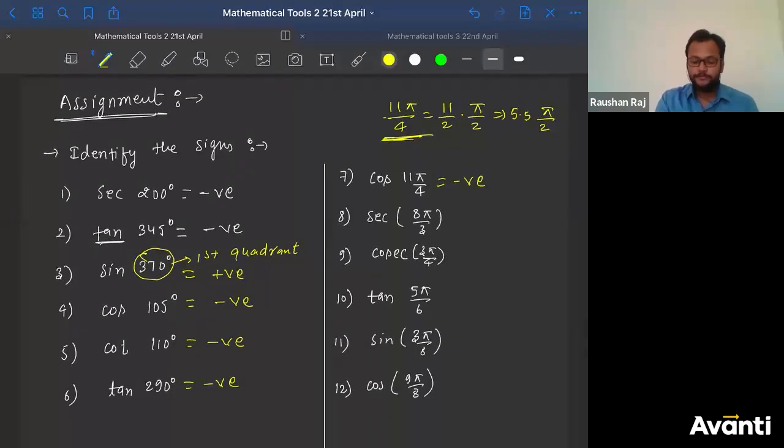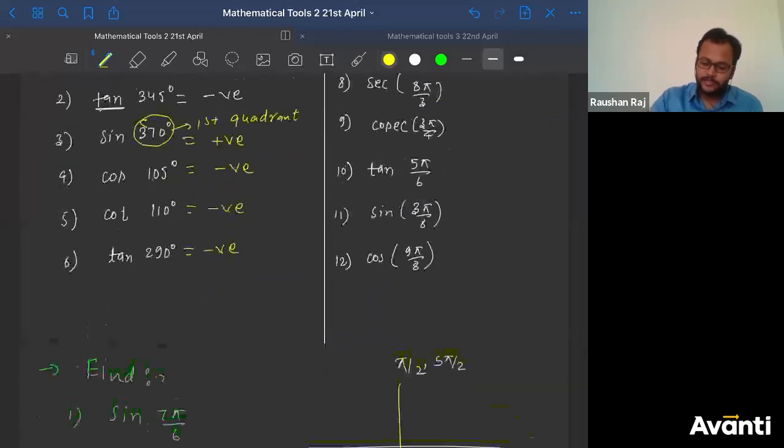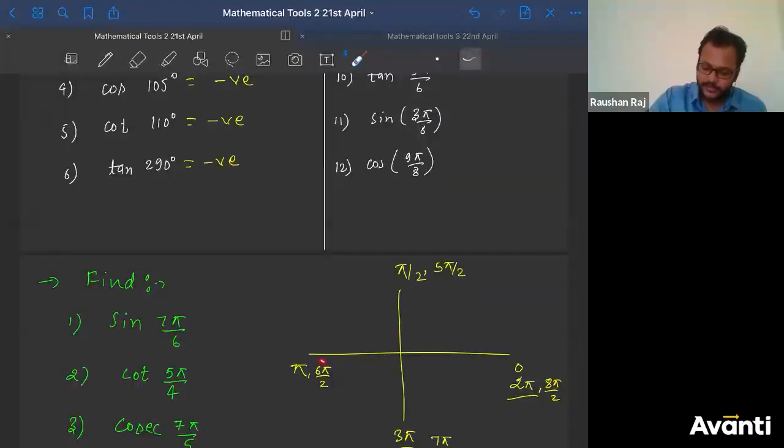11 pi by 4 can be written as, see, if I ask you to find the value of 11 by 4, what is 11 by 4? Greater than 3 pi or less than 3 pi? Guys, respond to this. 11 pi by 4 is greater than 3 pi or less than 3 pi? Yeah, correct. It will be less than 3 pi. Very good. Now that means that this angle will surely lie, 3 pi is what? 6 pi by 2. That means this angle will lie above this. Now, what is this? This is 5 pi by 2. That means 2.5 pi. Correct? This is 3 pi. This is 2.5 pi. Right? 5 pi by 2.